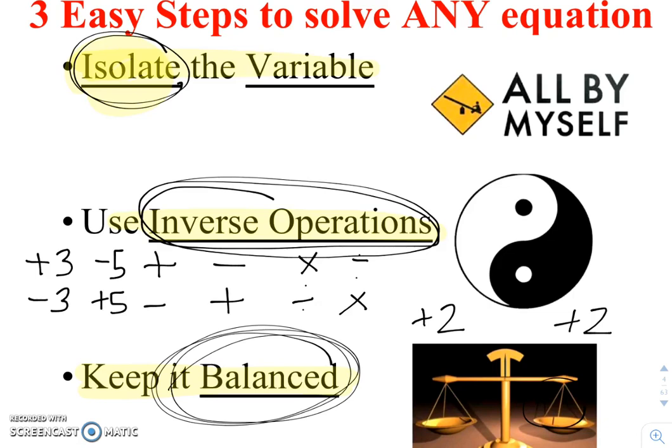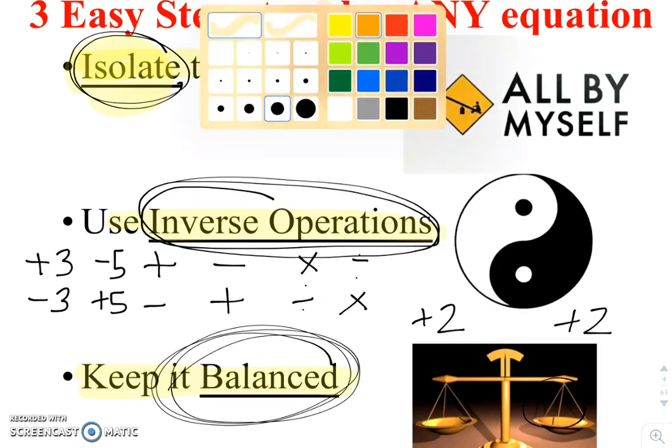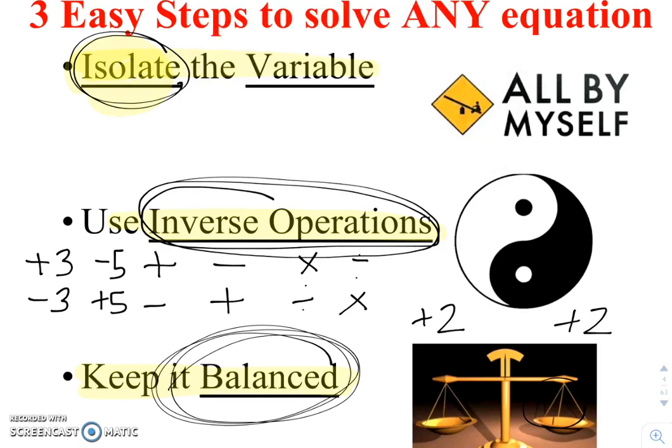So one more time, there are 3 important steps for solving any equation. We need to isolate the variable, get it all by itself. We need to use inverse operations or opposite operations. And when we do that, we have to keep it balanced. Whatever you do to one side, you have to do to the other side.